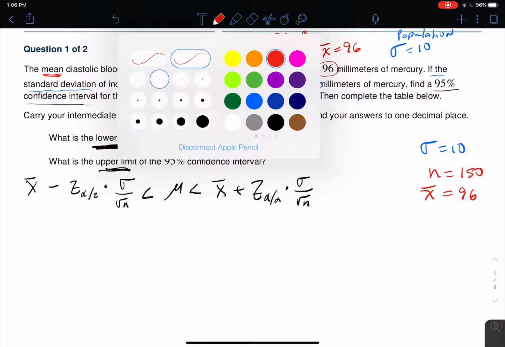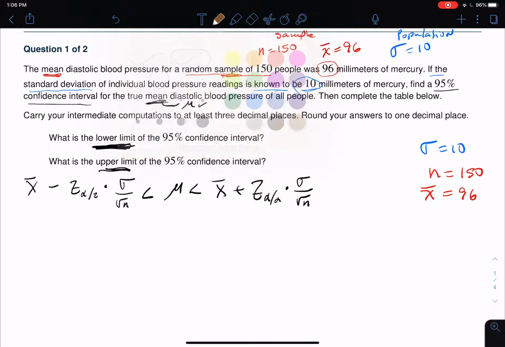What color am I going to make this? I don't know, brown. We're going to need to get our z-score from half alpha, which is called our critical value. Now, the critical value is going to be based on a confidence level of 95%.